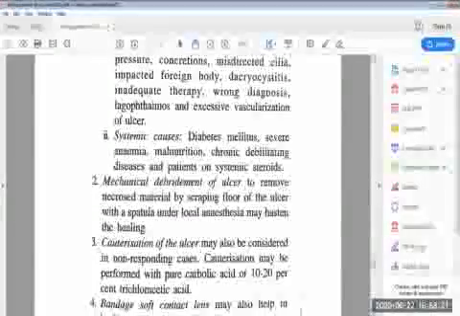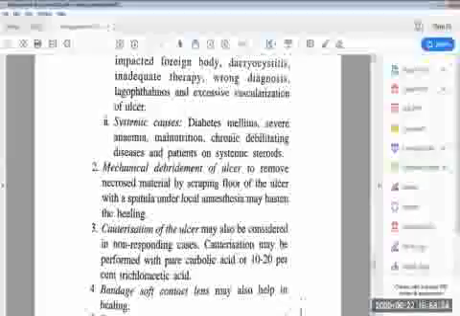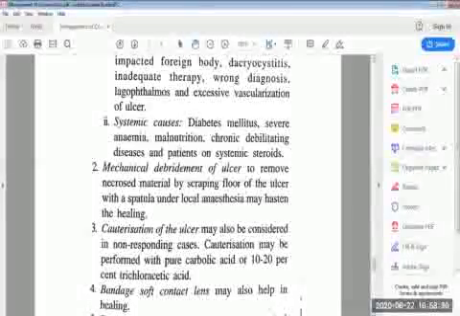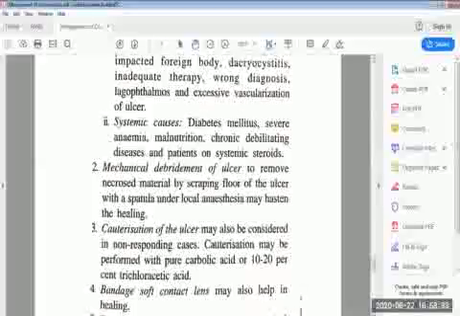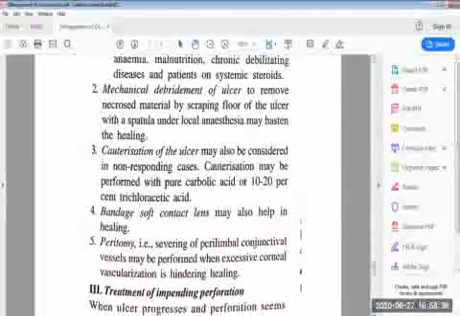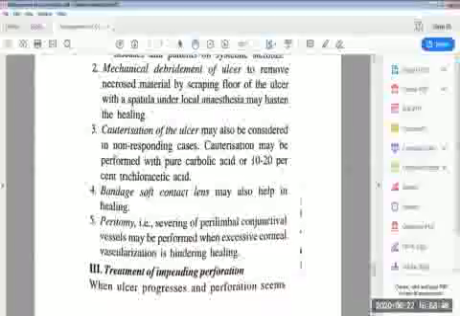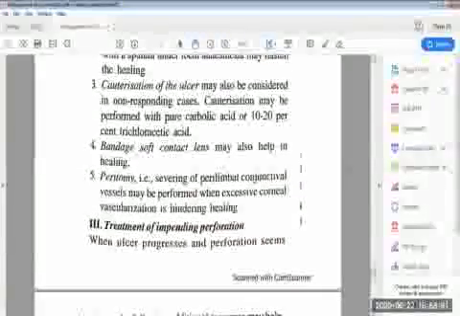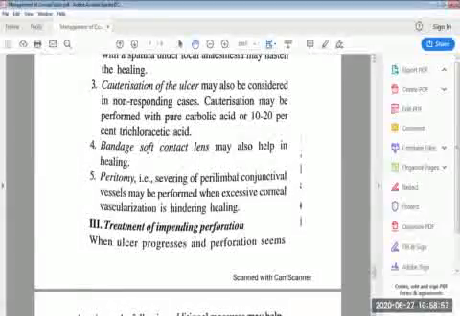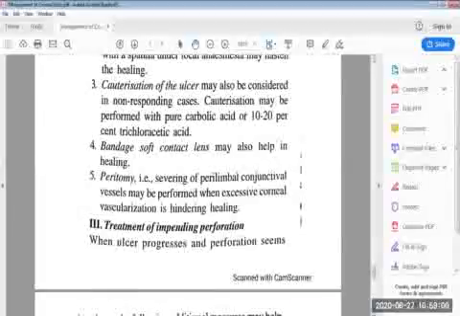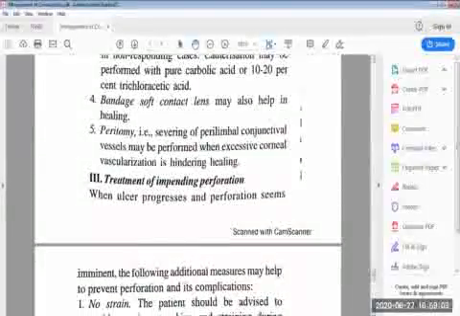Systemic causes: diabetes mellitus, severe anemia, malnutrition, chronic debilitating diseases, and patients on systemic steroids. These causes should all be eradicated. Then mechanical debridement of ulcer, to remove the necrosed material by scraping the floor of the ulcer with a spatula under local anesthesia, may hasten the healing. Then cauterization of the ulcer may also be considered in non-responding cases. The cauterization may be performed with pure carbolic acid or 10 to 20% trichloroacetic acid. Then bandage soft contact lens may also help in healing.